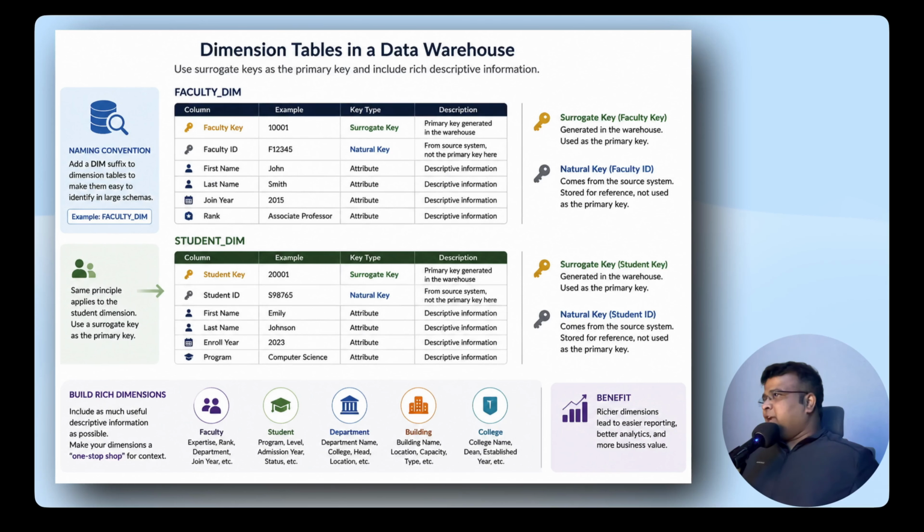Now, when building dimension tables, the general philosophy is that you should include as much useful descriptive information as possible, whether the dimension is faculty, student, department, building, or college. The idea is to make that table a kind of one-stop shop for contextual information. The richer your dimensions are, the easier reporting and analytics become later on.